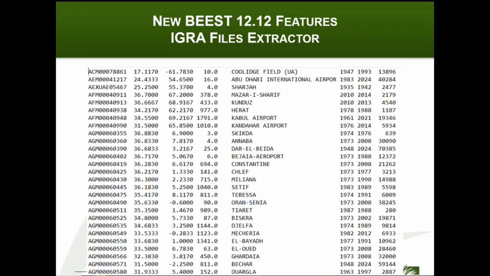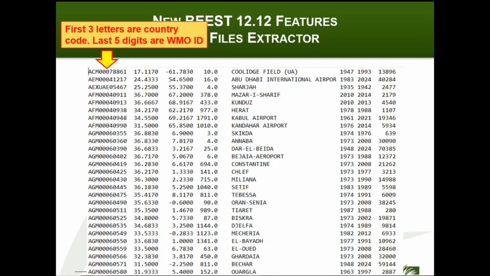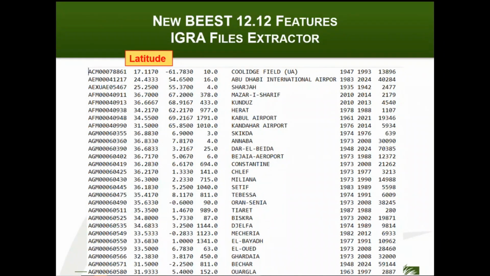And if you look at that list, it looks a little different than what we were used to before, and it looks maybe a little confusing, but it's not so bad when you know where the different fields go and what they mean. So in the first three letters, that's the country code. I'm not sure what ACM is, but that's a country somewhere. Next is the latitude for the station, the longitude for the station, the base elevation of the station, which is very important, and then the name of the station.